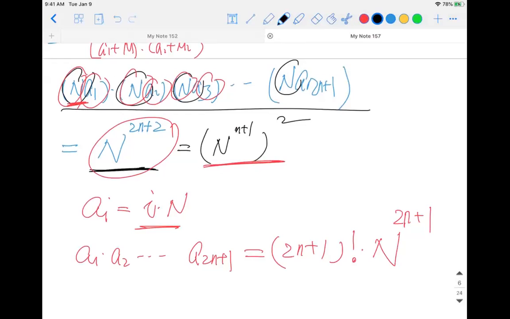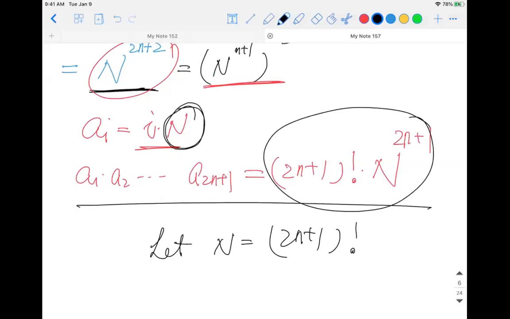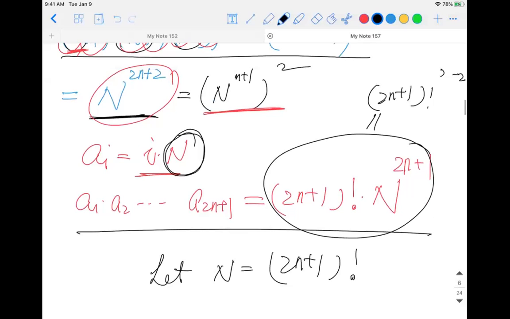But I want to further enrich. This is correct, but there is no guarantee it is a perfect square number. So I'm going to keep enriching my condition and put some magic into this n. As long as I let n equal (2n+1) factorial, I will be able to say this is a perfect square number. Is it right? Because this is going to be (2n+1) factorial to the power of 2n plus 2. This is going to be a perfect square number.